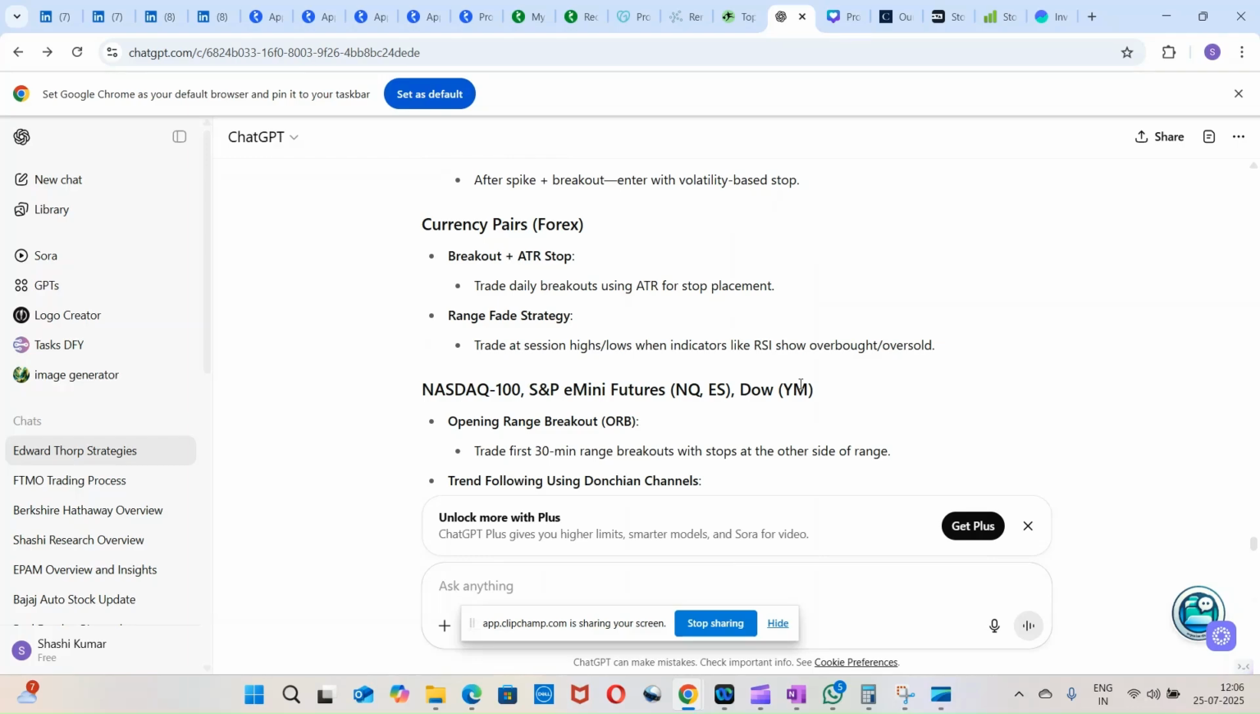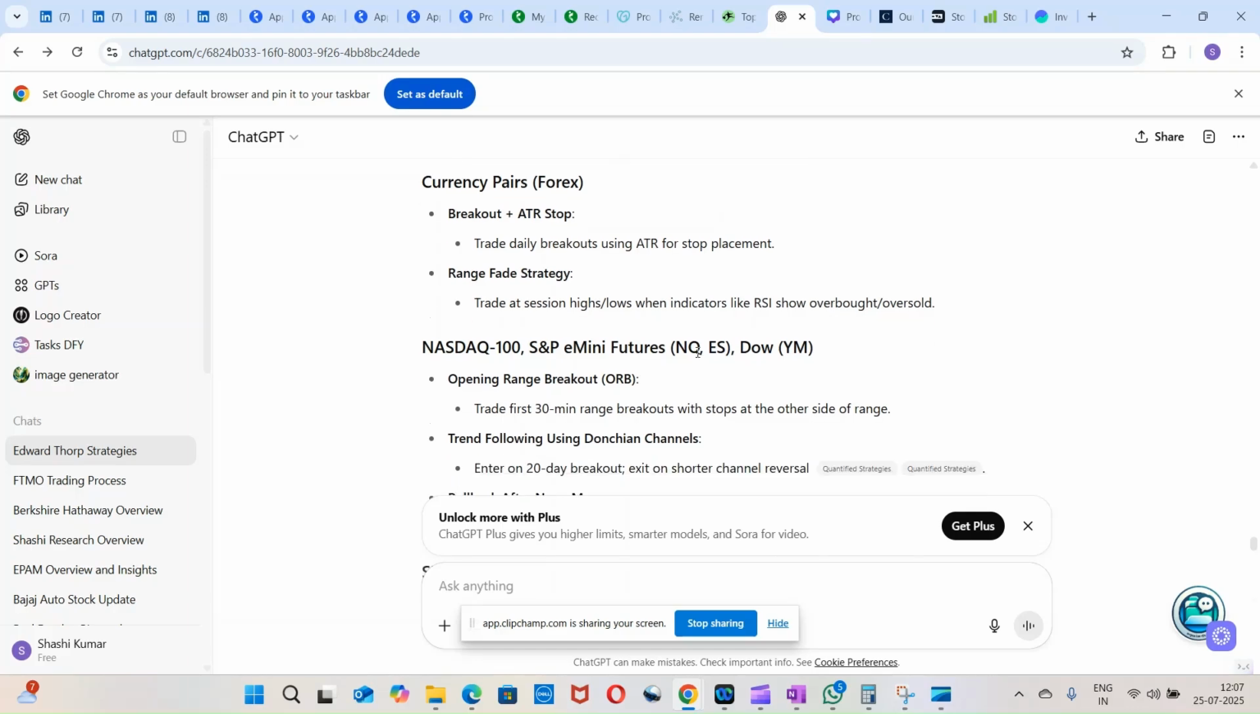Forex markets, currency pairs: if you want to trade, breakout plus ATR stop. Here this is a daily breakout, not an hourly breakout, and ATR, average true range, is used for stop loss placement. That's one strategy. Then the range fade strategy: trade at session highs and lows when indicators like RSI show overbought or oversold. Session highs and lows reversion you could trade, or you could trade the breakout when session highs or lows are broken in the currency pairs market.